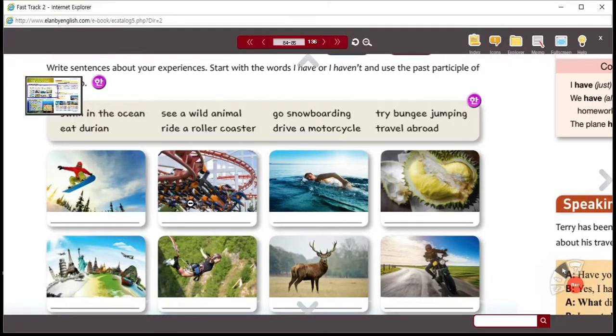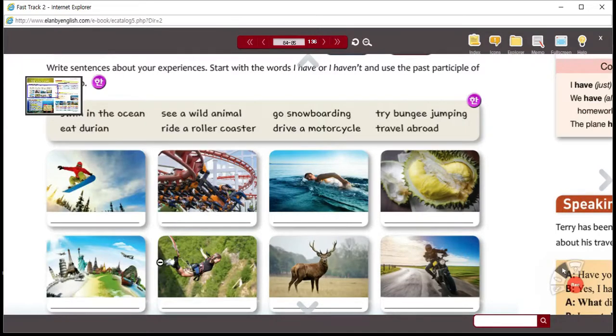For the second picture, it looks like we see many people. They're on a roller coaster. The verb is ride. So for this, I'm going to write I have, because me, personally, I have ridden a roller coaster. So for me, I would write I haven't gone snowboarding. For this one, I have ridden a roller coaster.